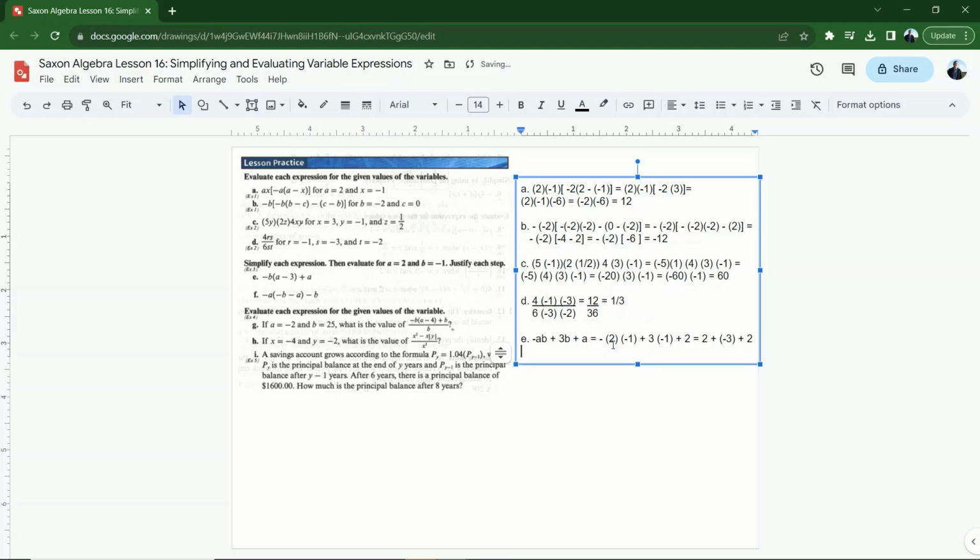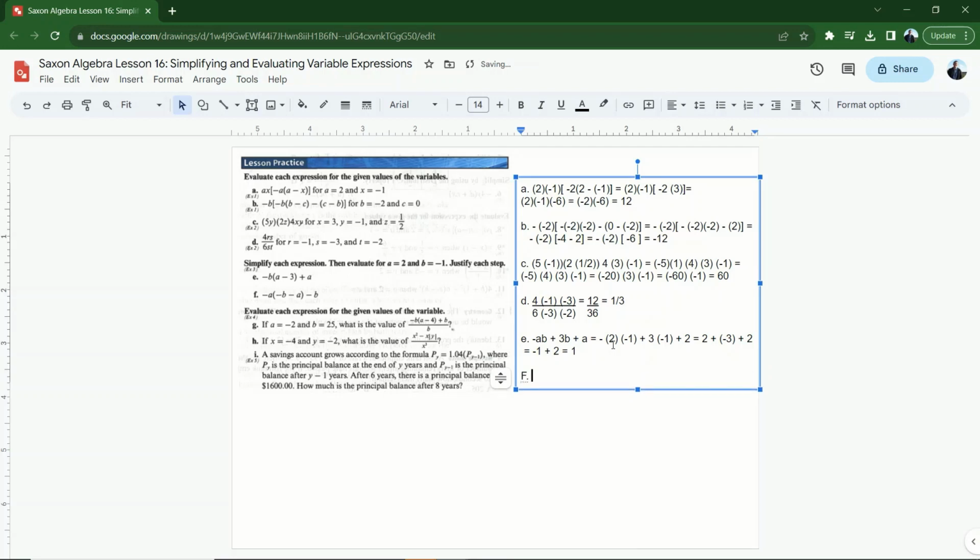And now I can just simply add from left to right. There's no more multiplication to do. So this is going to be 2 plus -3. Well, they have different signs, so I find the difference. The difference is 1. I have to keep the sign of the one with the greater absolute value, which is -3. So this is going to be -1 plus 2. When I add 2 to -1, I get positive 1. And that's going to be my answer for E.